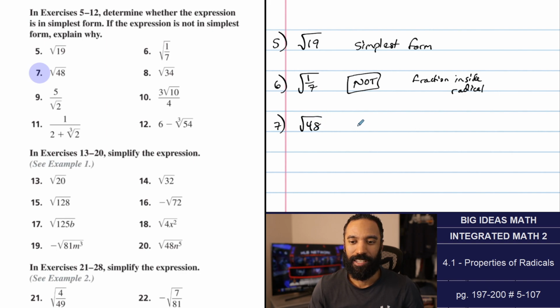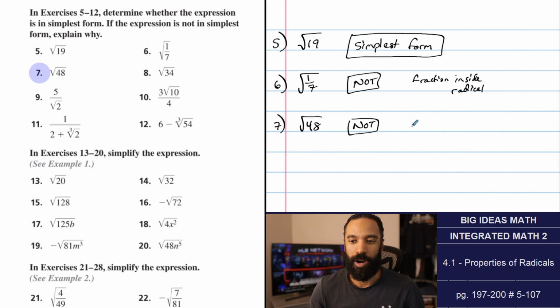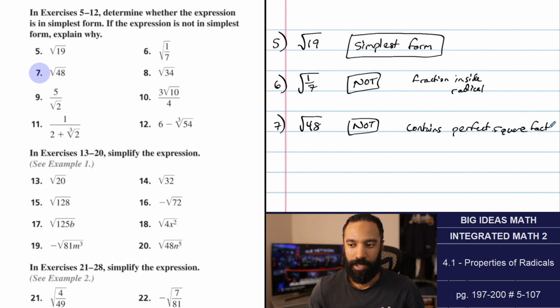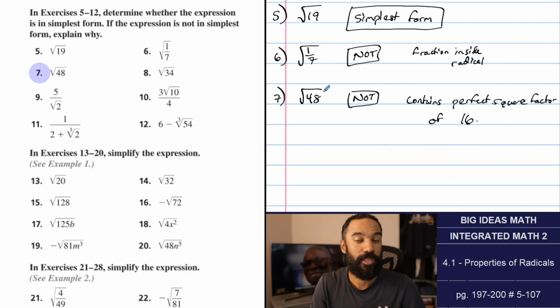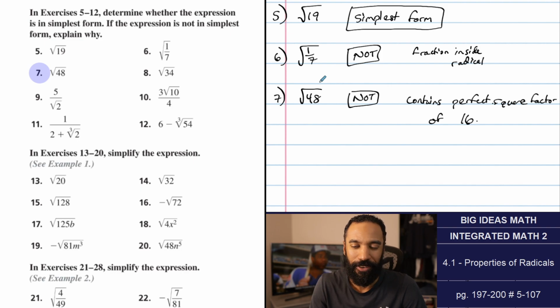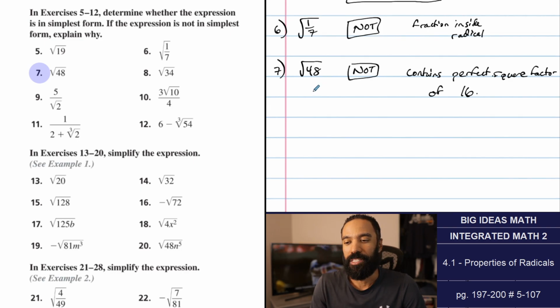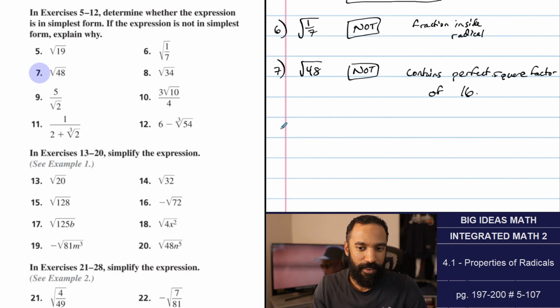Number 7, square root of 48. Not simplest form. It contains a perfect square factor. I'm going to use PSF next time. Not SPF, but PSF, of 16. 16 is the largest perfect square that you can divide out. I'm not saying the largest number. 48 is the largest number you can divide out, or 24 divided by 2. But 16 is the largest perfect square factor that can divide out. I can take the square root of 16, get 4, that kind of thing.